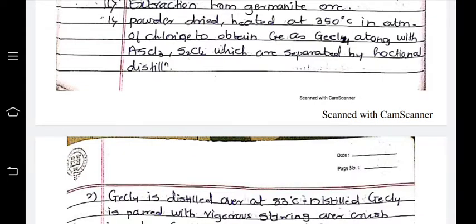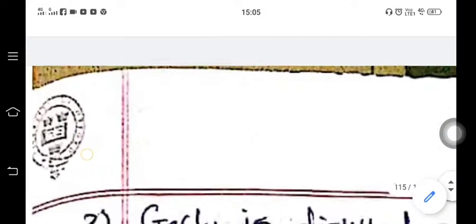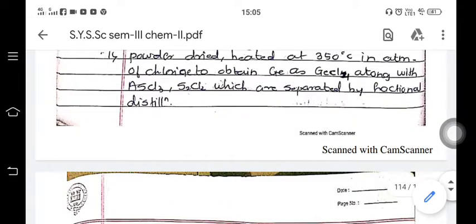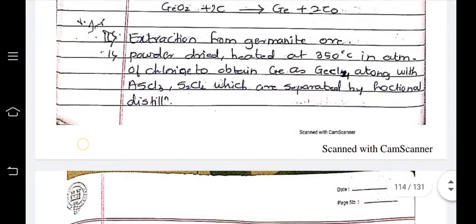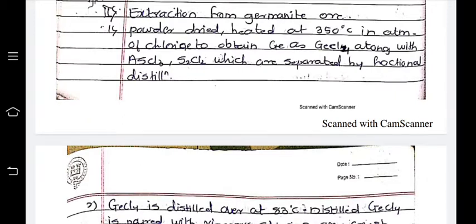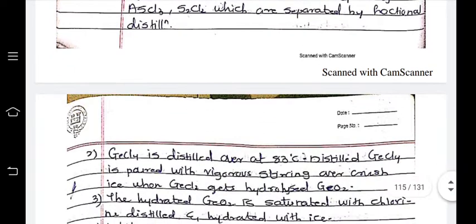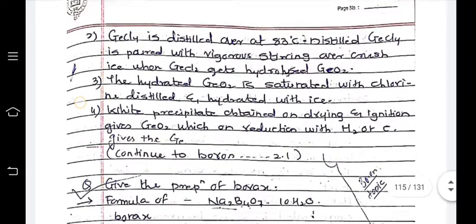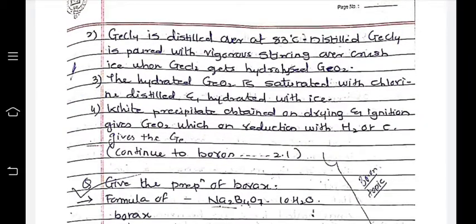Extraction from the germanate ores: the powdered dry ore is heated at 350 degrees centigrade in a stream of chlorine to obtain GeCl4 along with AsCl3 and S2Cl2, which are separated by fractional distillation. GeCl4 is distilled off at 83 degrees centigrade.